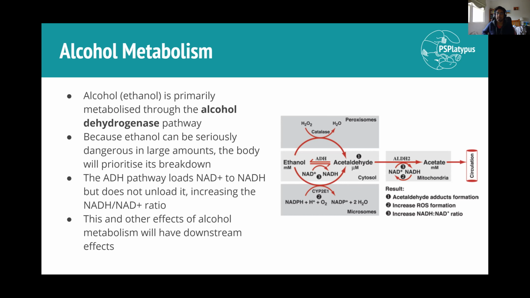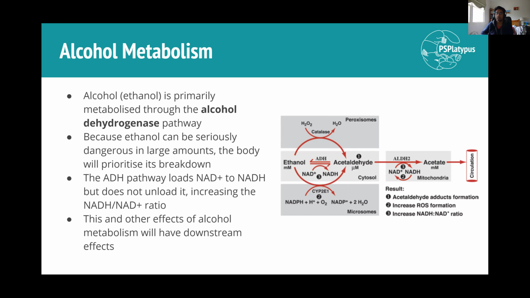Now, another interesting thing, which I want you guys to know because it's about to become very important, is that when we go through the ethanol to acetaldehyde pathway, using alcohol dehydrogenase to catalyze that reaction, we have a coenzyme being used, which is NAD+. Now, we are loading the coenzyme, converting NAD+ to NADH, but we're not unloading the coenzyme in the same reaction. So what we're doing overall as we go through this pathway is increasing the proportion of NADH to NAD plus. You can see it described there in the bottom right as the NADH to NAD plus ratio.